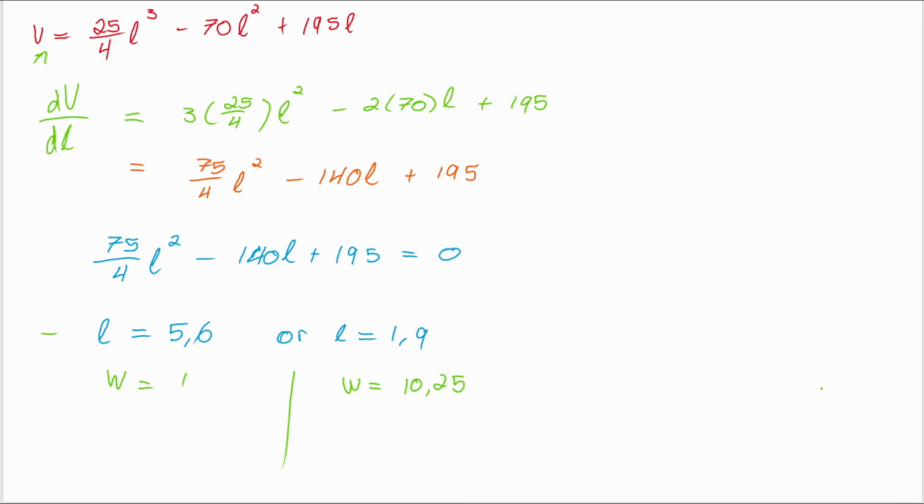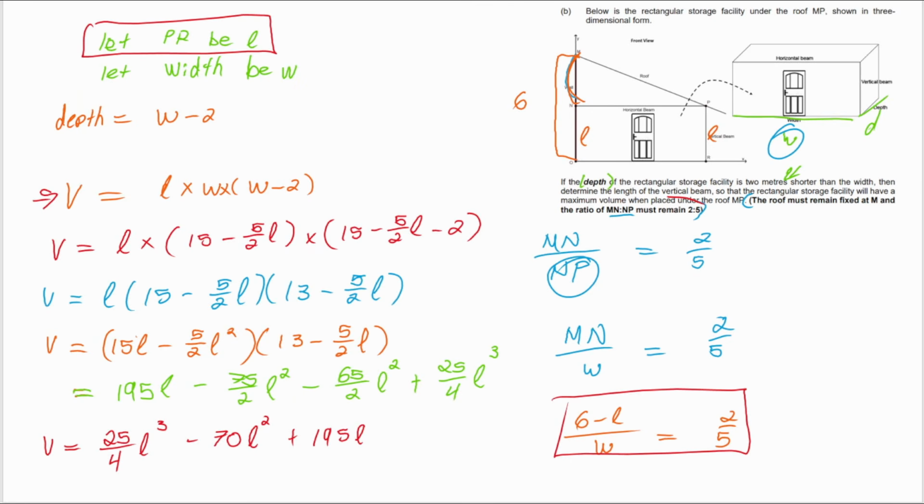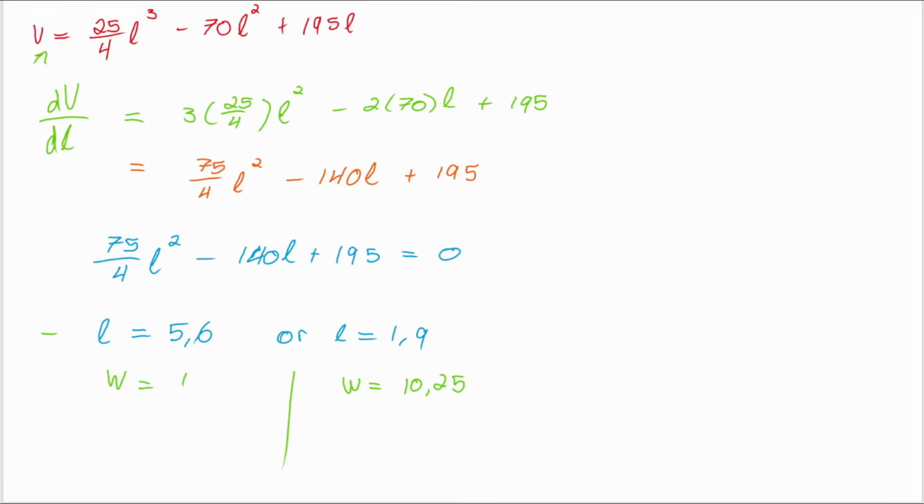Now, where did we use W? We used W over here: the depth is 2 meters shorter than the width. So do you see how this is not valid? Because the depth is going to be W minus 2, which in this case is going to be negative 1, because our width is 1. So this is not possible. So this answer is not possible. Therefore our length is 1.9.